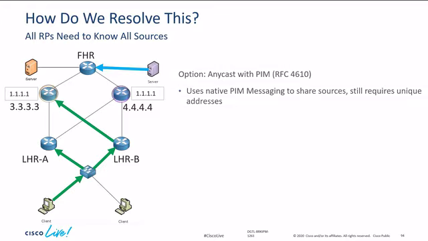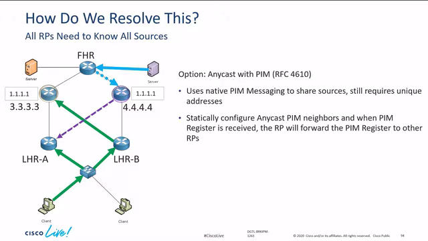So there's a couple options, right? There's an option called Anycast with PIM, and this is going to use the native PIM messaging to share the source information. There's MSDP, which we already talked about, which is a separate protocol, or we can use Anycast with PIM, where we're going to use the native PIM messaging to share our source. Now, we still require the unique addresses to do it, so they can address that packet to each other. But we're still going to statically configure our neighbors. But when a PIM register is received, we're going to use native PIM messaging to forward that source info rather than use a separate protocol like MSDP.